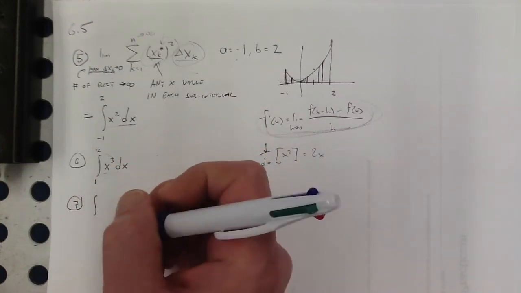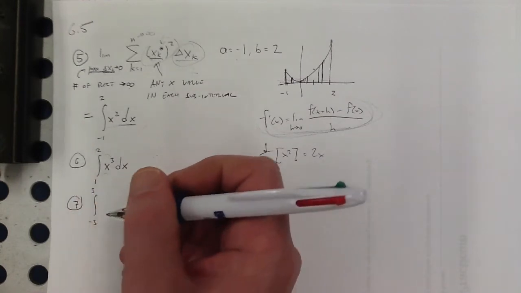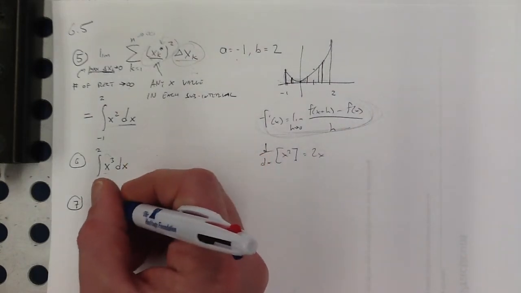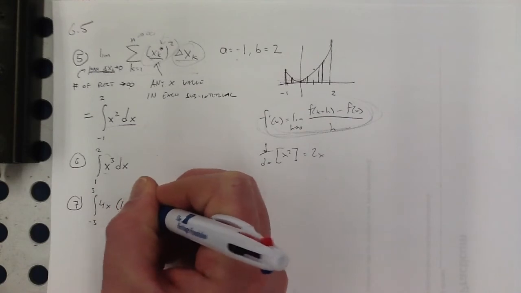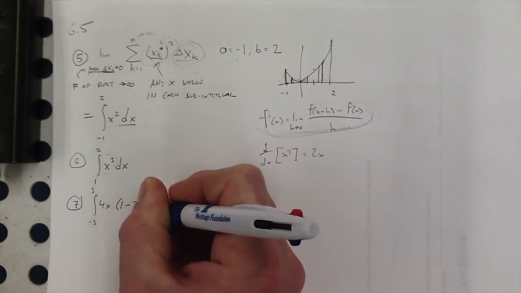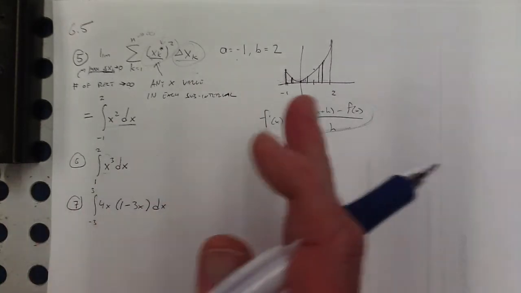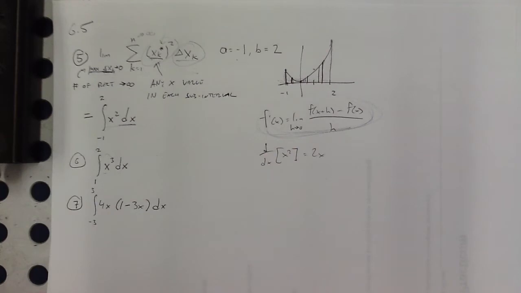Number 7, going from -3 to 3. And it looks like my function is 4x times 1 minus 3x dx. And there's nothing else. I don't need to simplify that or try to do it. We're just trying to interpret that notation and write these things down.